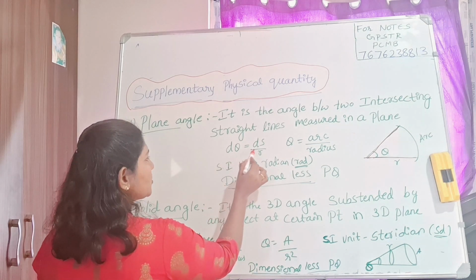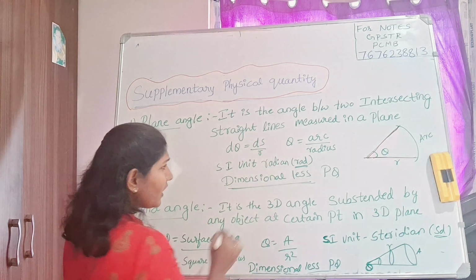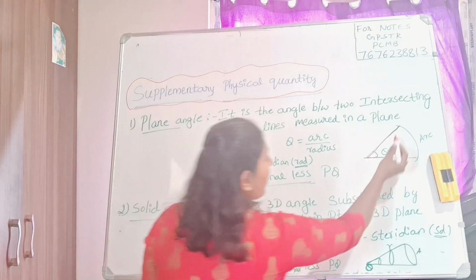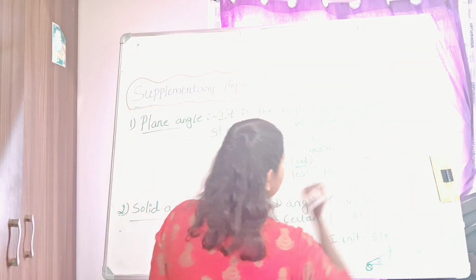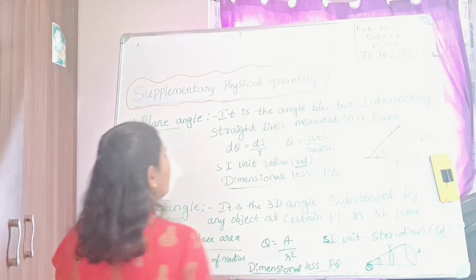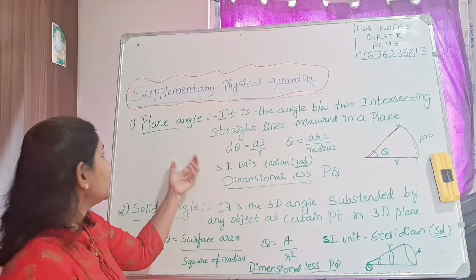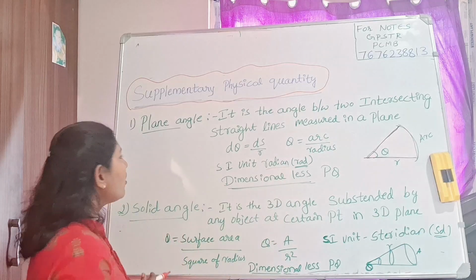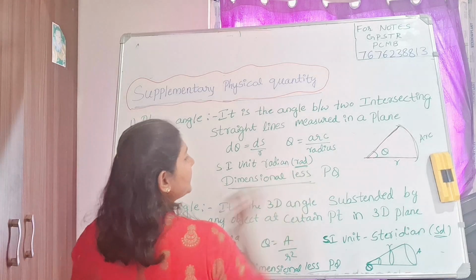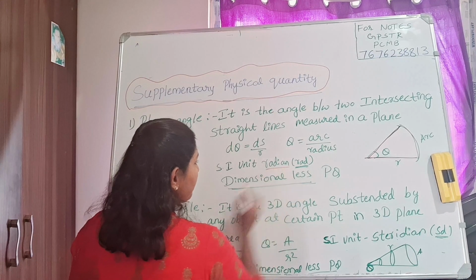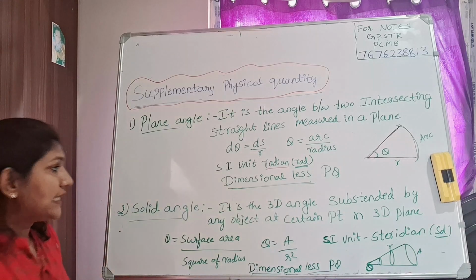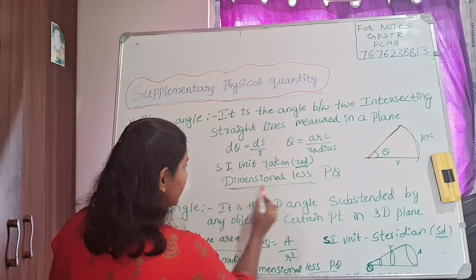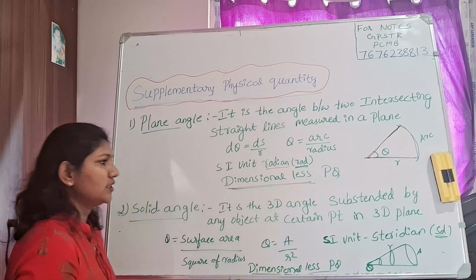So dθ is equal to ds by r, that is, arc by radius. That is the plane angle formula. The SI unit of plane angle is radian, and its symbol is rad. So remember, the SI unit is radian. It is a dimensionless physical quantity.